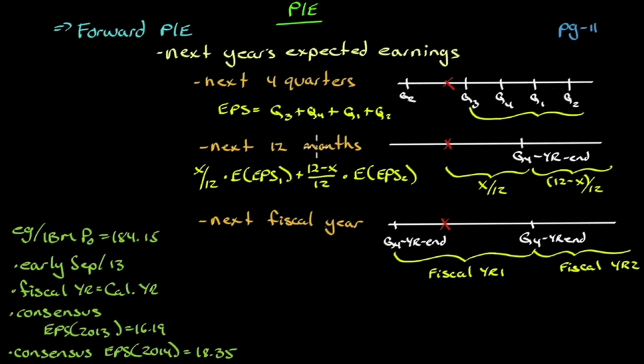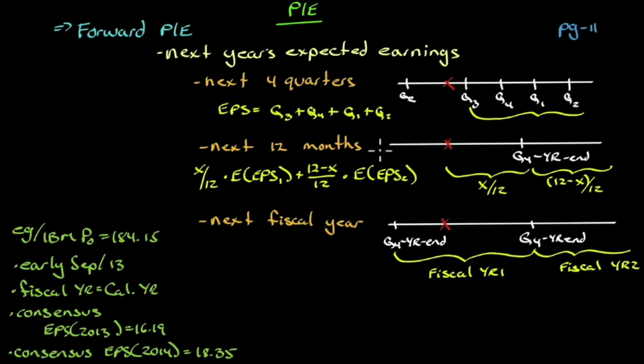It could be the next 12 months instead of the next 4 quarters. So here we are here. Here's then the end of Q4. So we have so many months left to the end of Q4. That might be X. Then it would fall into the next year by 12 minus X. So let's say this were 6 months. This would be 12 minus 6, which is the 6 months of the next year. So we might have a forecast for the current year and a forecast for the next year. So our earnings per share for the next 12 months would be X over 12 times the expected earnings per share in the first year, the year we're in, plus the difference in the number of months times the expected earnings per share for the following year. I'm going to show you examples of each of these.